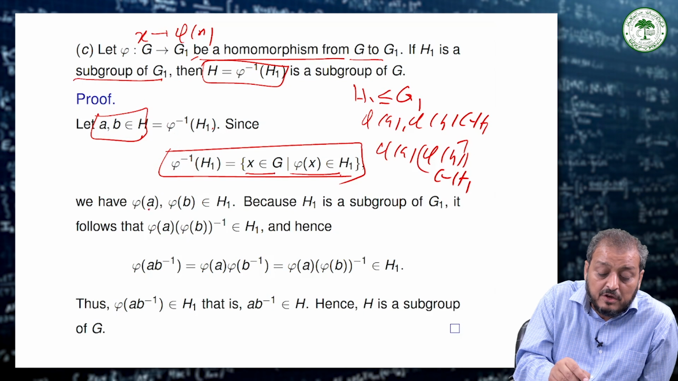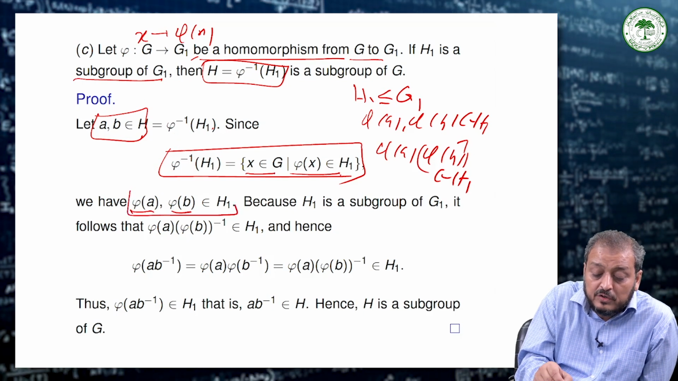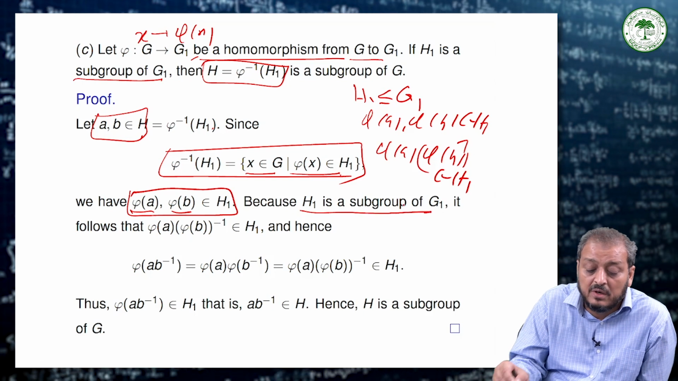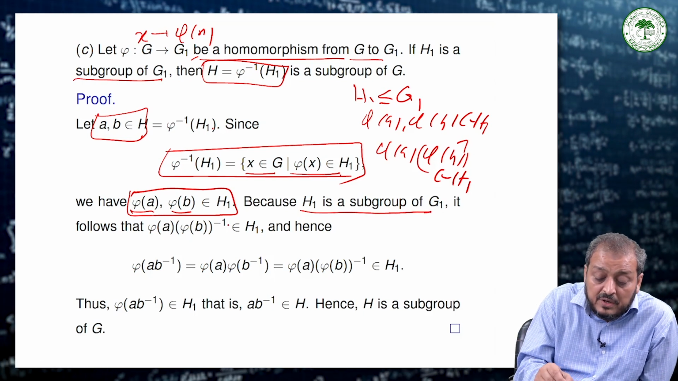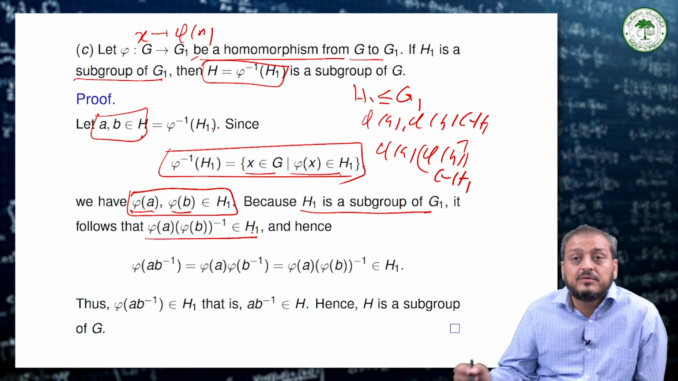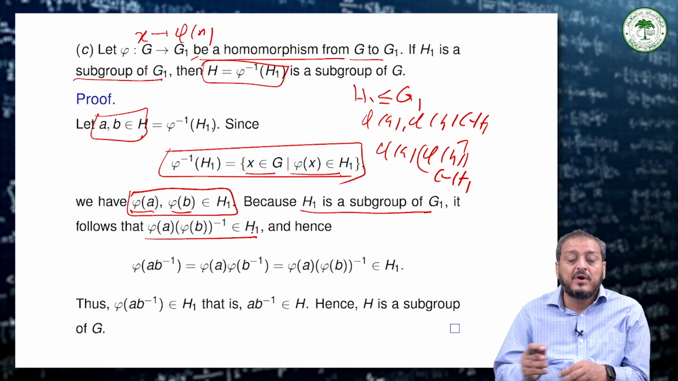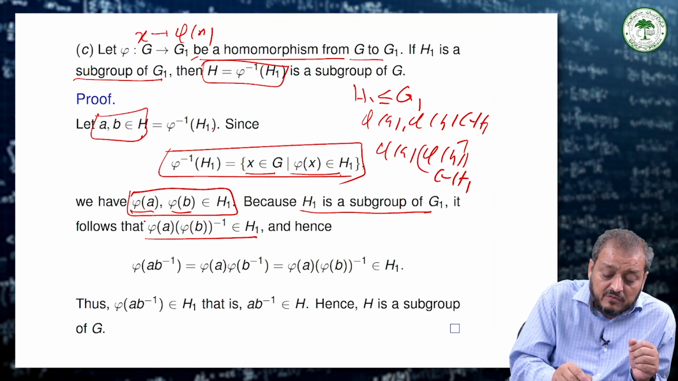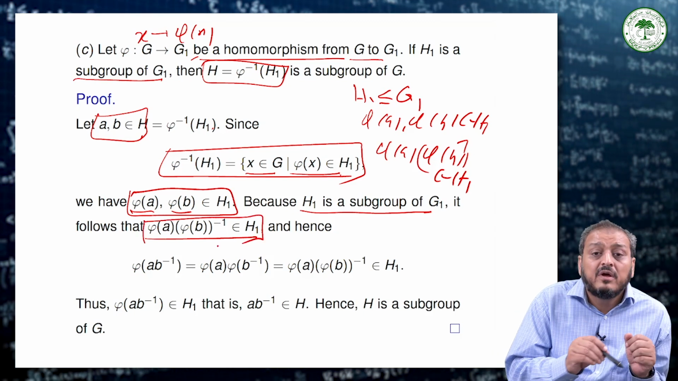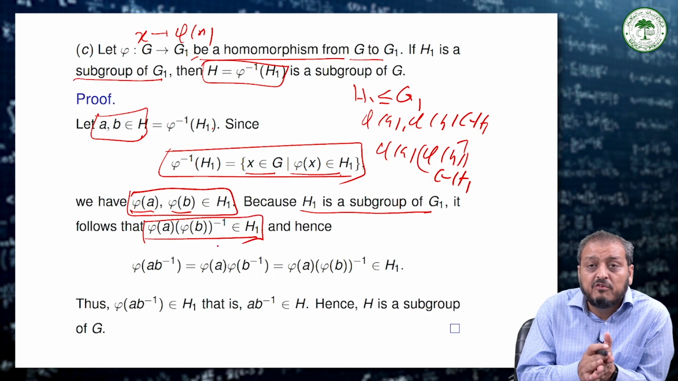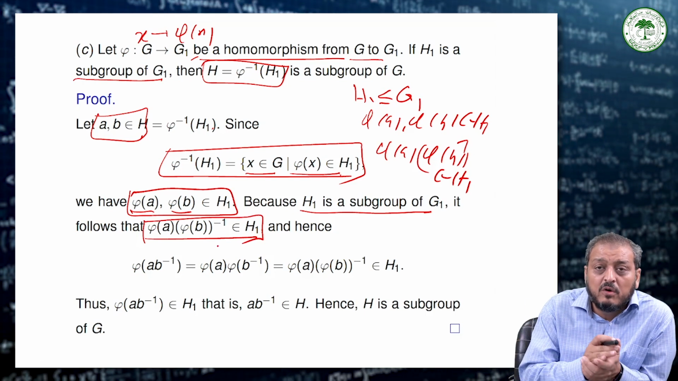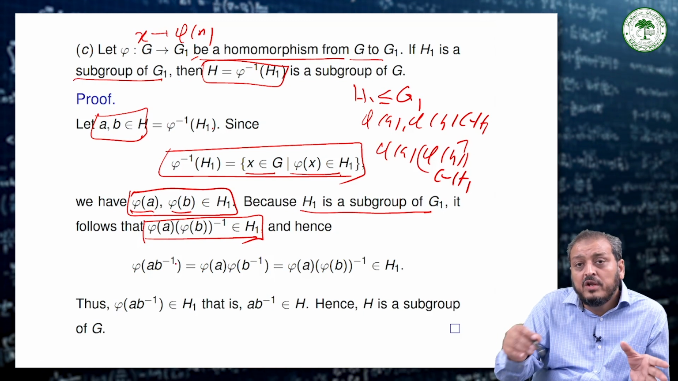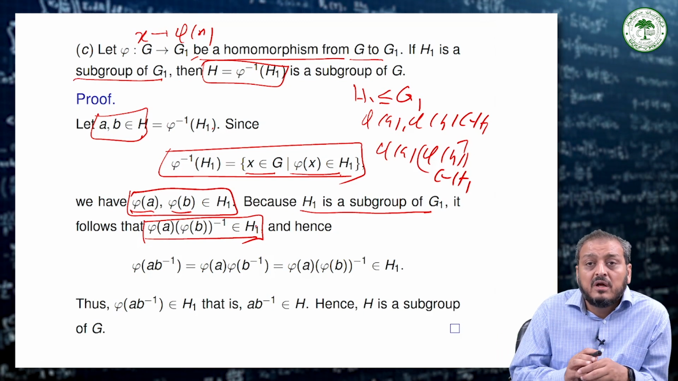So if we take phi of a and phi of b as two elements of H1, and because H1 is a subgroup of G1, then phi of a, phi of b whole inverse is an element of H1. So by the inverse property we can say that phi of a, phi of b is clearly an element of H1, and because H1 is a subgroup of G1, phi of a, phi of b whole inverse also belongs to H1.